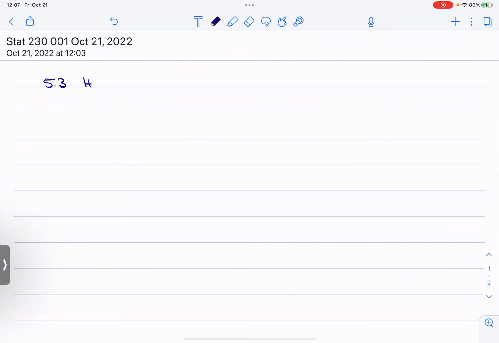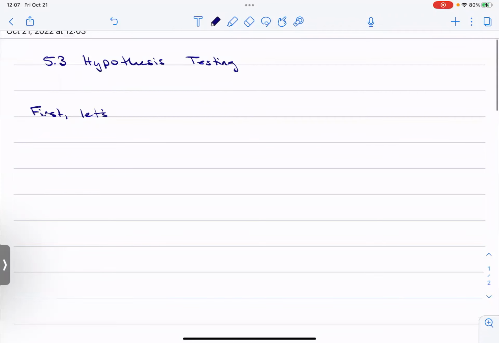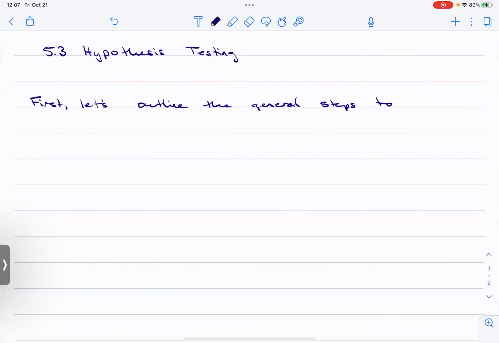So section 5.3 is hypothesis testing. Like I said, just to give you a heads up first, let's outline the general steps to hypothesis testing. When you go back and look at these notes, you're not thinking, this is all she gave me? No, but we're just going to outline the general steps to hypothesis testing.